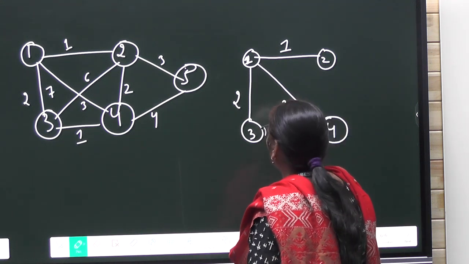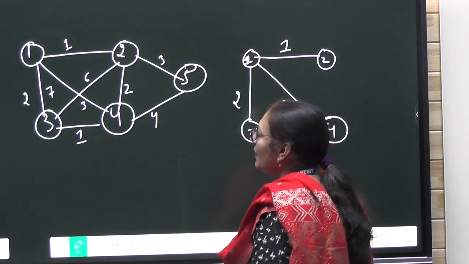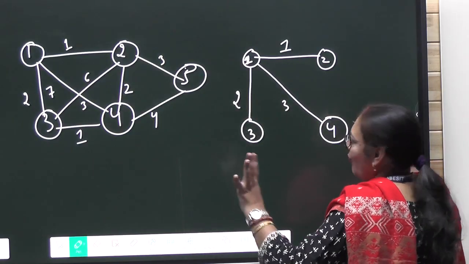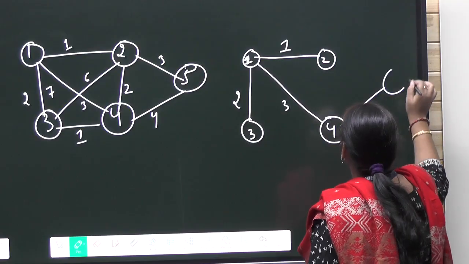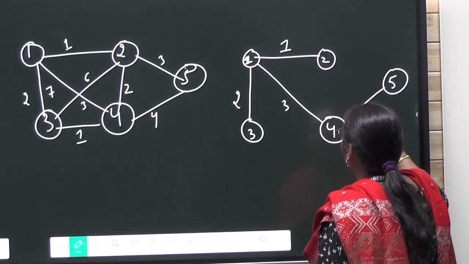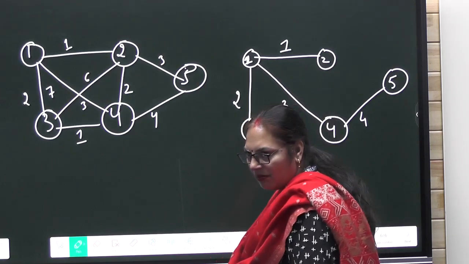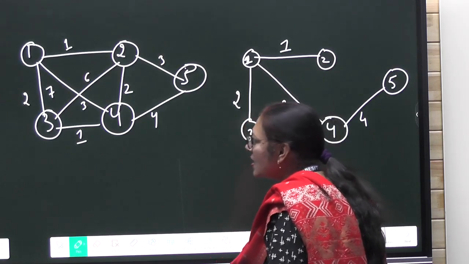Okay, no cycle is formed. The next minimum is 4. So only 1 is there. So this is number 4. The next minimum is 6.